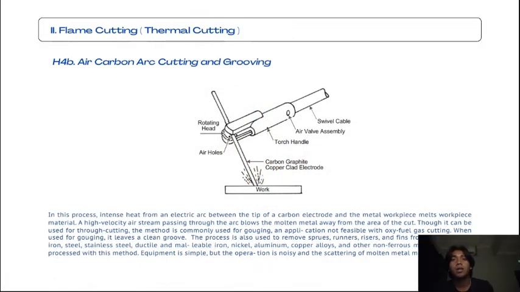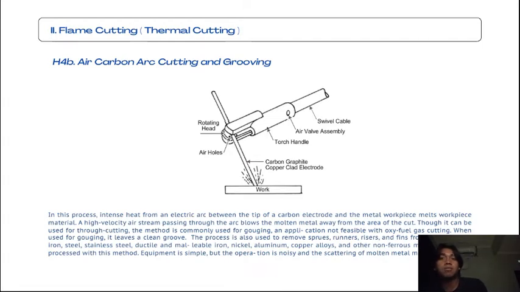Okay, now is the second subtopic from arc cutting, which is air carbon arc cutting and grooving. In this process, as we can see in the picture below, intense heat comes from the electric arc between the tip of the carbon electrode and the metal workpiece. A high velocity air stream passing through the arc blows the molten metal away from the area of the cut.